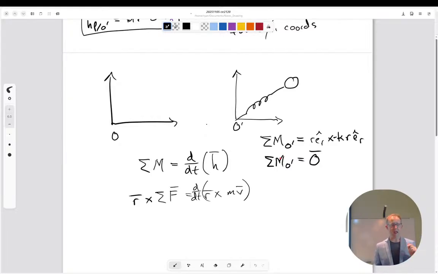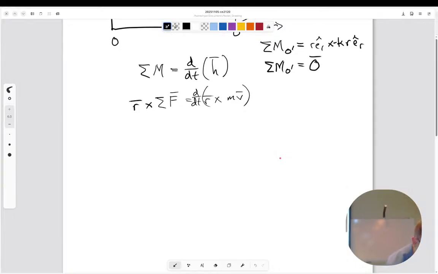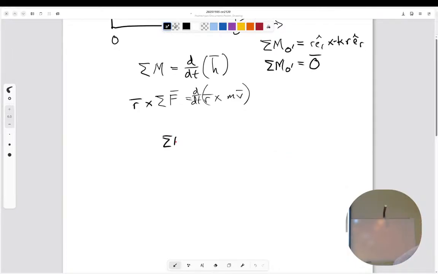Does that mean angular momentum has to be 0? No? The change is 0. Okay, all right. So if the change is 0, angular momentum is constant. No change in angular momentum. So sum of the moments around O prime is 0, which equals the change in mr squared theta dot.